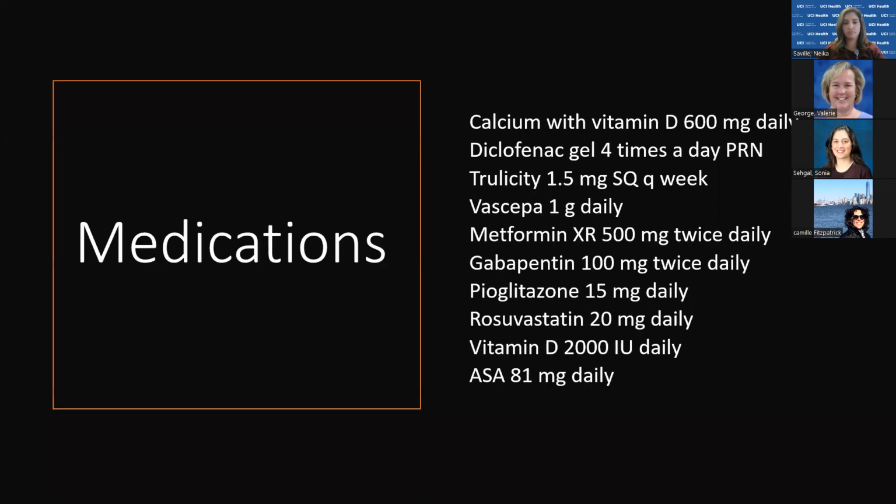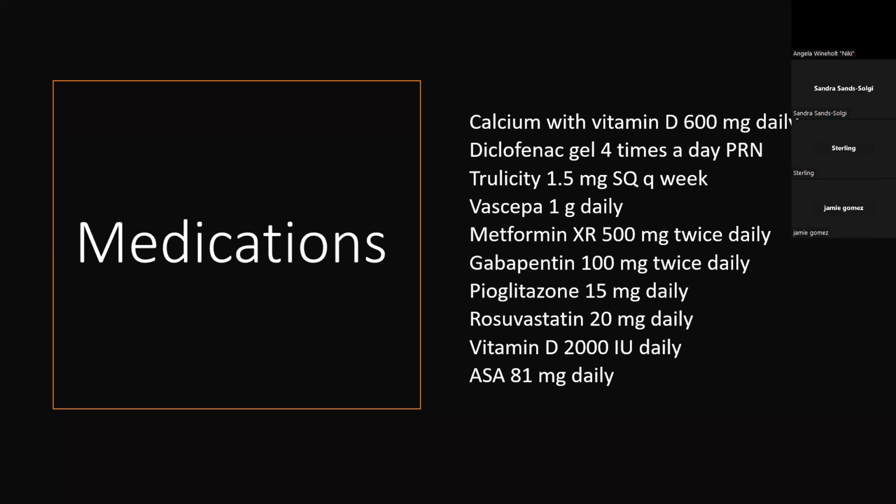These are her medications. She had calcium with vitamin D, diclofenac gel as needed for muscle or joint pain. Trulicity is used for her diabetes. Vascepa is for her triglycerides. Metformin XR 500 twice daily for diabetes. Gabapentin is 100 twice a day for her neuropathy. Pioglitazone is 15 milligrams daily for her diabetes. Rosuvastatin is 20 daily for her cholesterol. She's on vitamin D because she has vitamin D deficiency, and aspirin once a day.